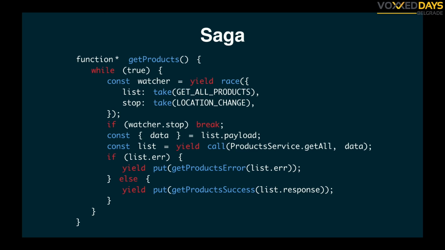We're giving it some data parameters, and we're expecting some sort of result from this. And if it's an error, we're going to yield a function called getProductsError. It's actually an action, and it'll go through the same pattern like normal actions. And if the list has successfully been returned, we want to yield this action getProductsSuccess with the response, and we assume that the reducer is going to handle that and update the store.